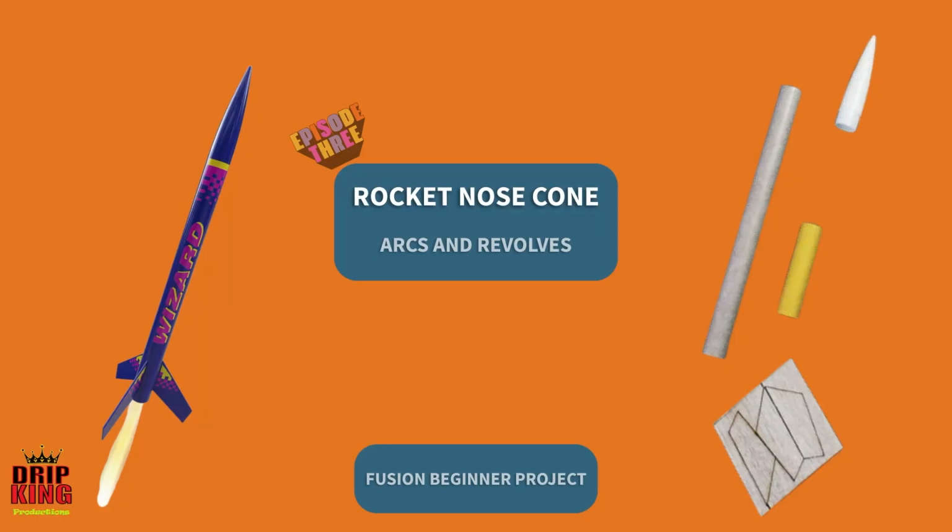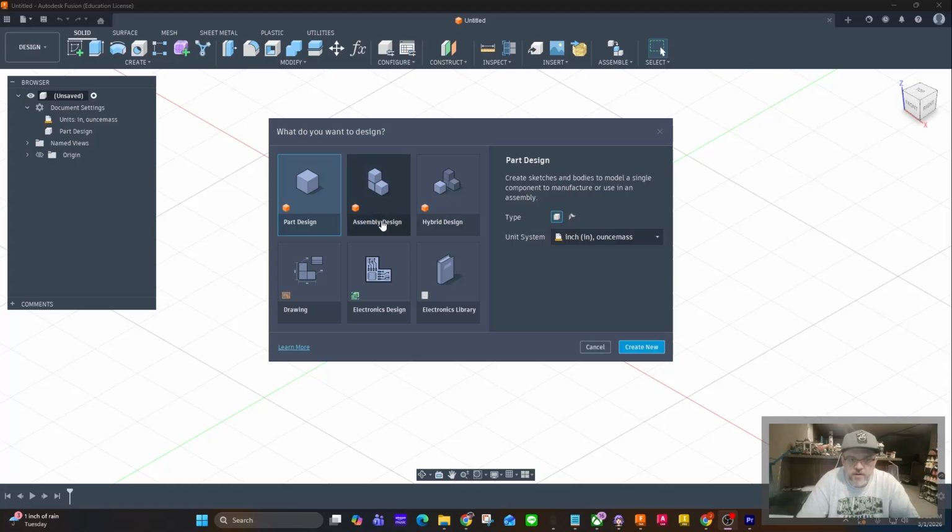We're going to build the nose cone not only using lines, but we're going to add in arcs and make it 3D using the Revolve tool. This is where flat sketches turn into smooth, aerodynamic geometry. Let's cook. All right, here we go in Fusion.